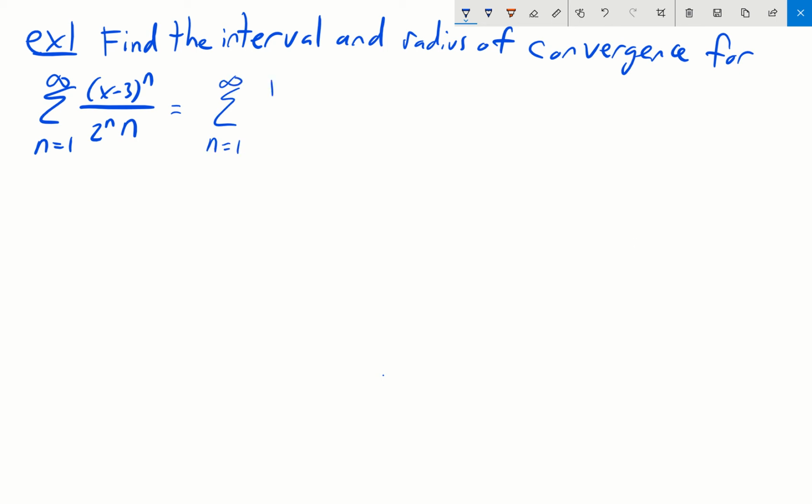You can think of it as 1 over 2^n times n, times (x - 3)^n. So the center is going to be equal to 3, and the thing that would be our c_n is this coefficient here, played by 1 over 2^n times n. To do this, let's go ahead and do the ratio test.